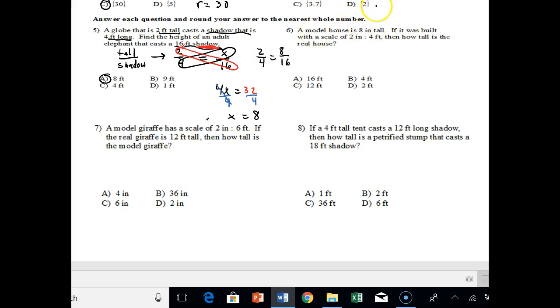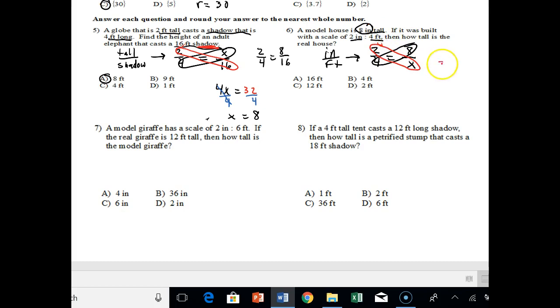Let's look at number 6. A model is 8 inches tall. If it was built with a scale of 2 inches to 4 feet, then how tall is the real house? So really it looks like what we're comparing here is inches and feet. And one of the ratios they give us is actually in the second sentence, 2 over 4. And then if we go back to the first sentence, we see 8 inches. So because we put inches on top, 8 should go on top. 8 over x.